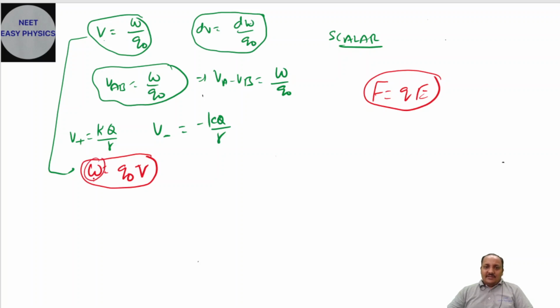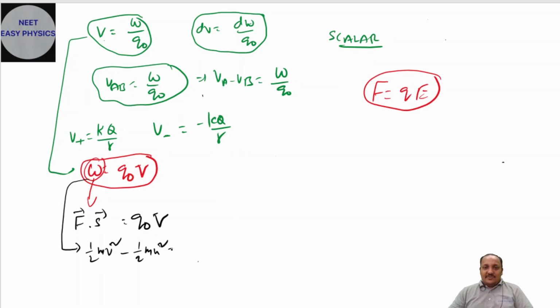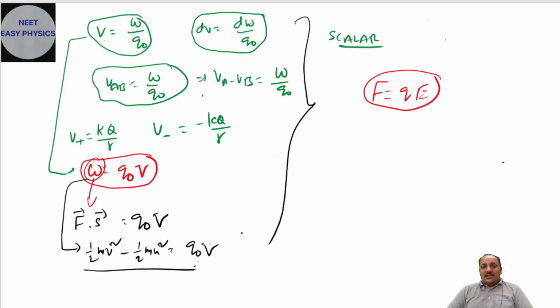Again, work done: from first year, what are the work done equations you came to know? F bar dot S bar is equal to Q naught V. Like this they are going to ask work done. According to the work energy theorem, work done can be written as half mv square minus half mu square is equal to Q naught V. So these are the formulas. Now with these formulas, we have to do the problems. How to solve the problems?